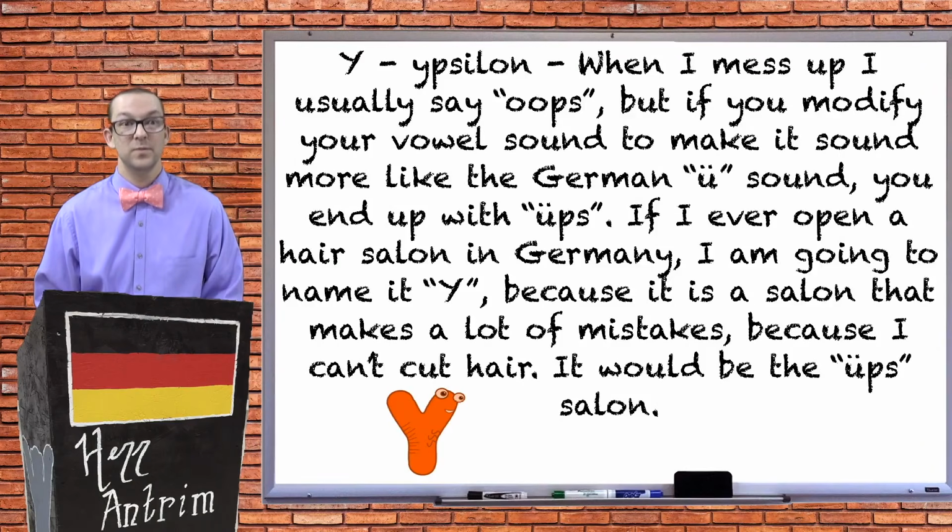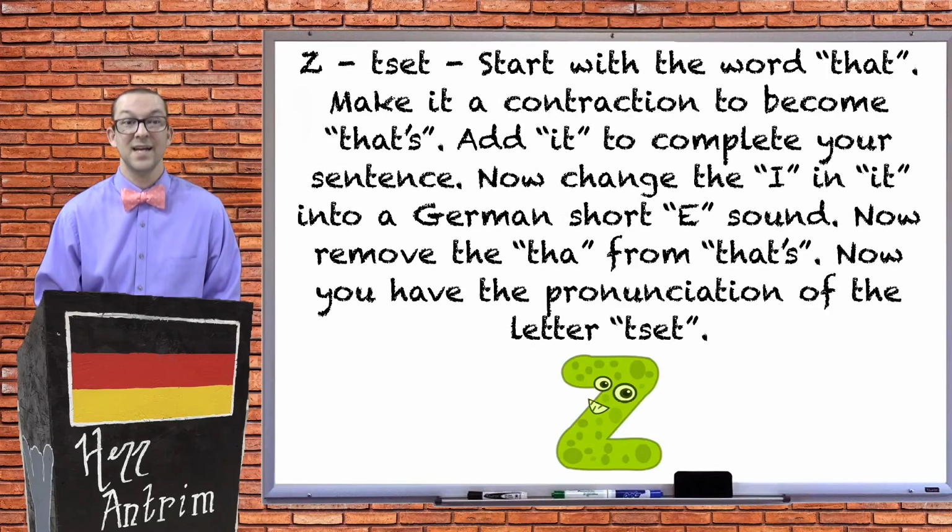Ypsilon. When I mess up, I usually say oops. But if you modify the vowel sound in that and make it sound more like the German U umlaut, you end up with yps. If I ever open a hair salon in Germany, I'm going to name it Y, because it's a salon that makes a lot of mistakes because I can't cut hair, so it would be the Yps salon. Ypsilon.